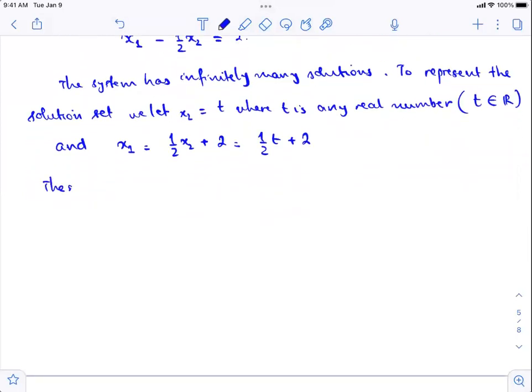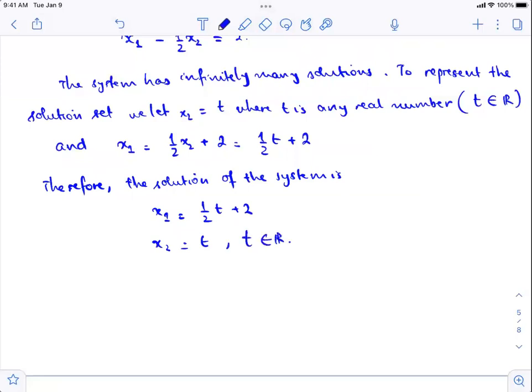Therefore, the solution of the system is x1 equal to 1/2 t plus 2 and x2 equal to t, for t any real number. Okay, so we just went through two examples. One example is where you have a unique solution, and in the second example we have infinitely many solutions. So the two systems we just went through are consistent systems.